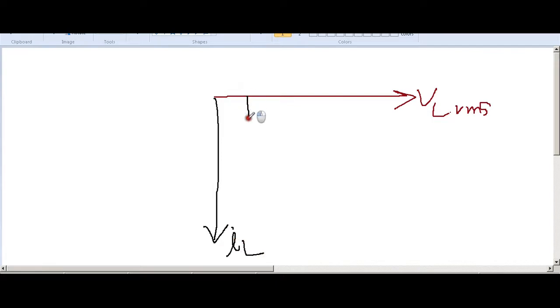So what is this angle? 90 degrees, because the current lags in the inductor and the voltage leads, right? You can see the voltage is leading. So that angle is 90 degrees.